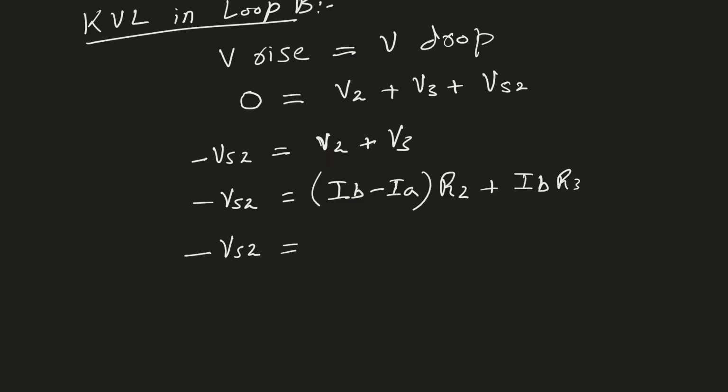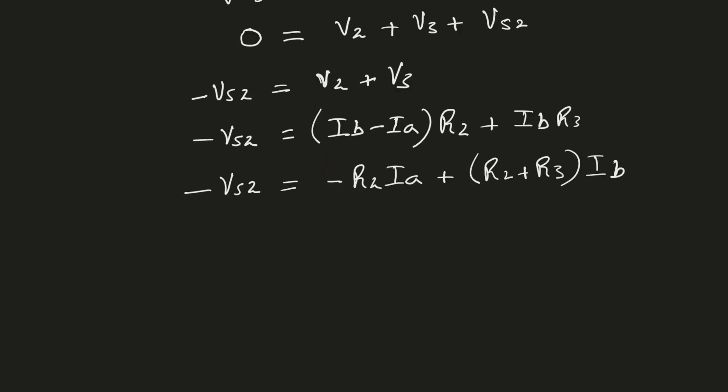Negative Vs2 equals negative R2 times IA, and then positive R2 plus R3 times IB. This is the final equation, but I see two negative signs and one positive. We like more positive signs, so let's multiply both sides by -1. So I will get Vs2 equals R2 IA plus R2 plus R3 IB.